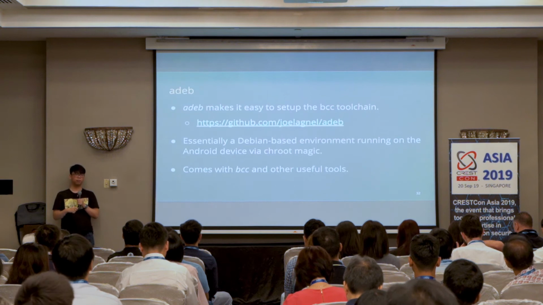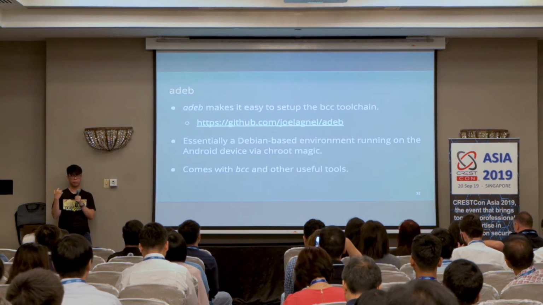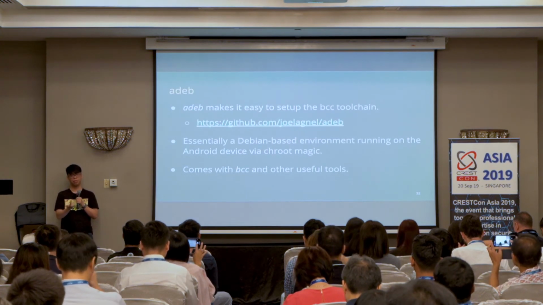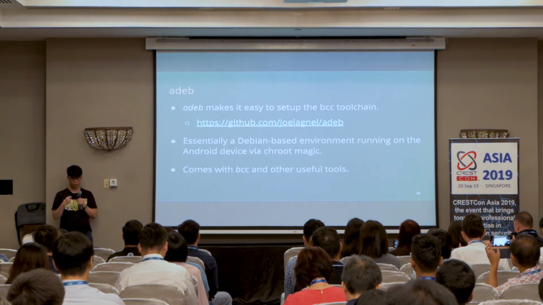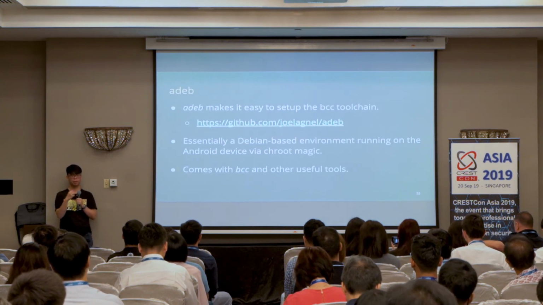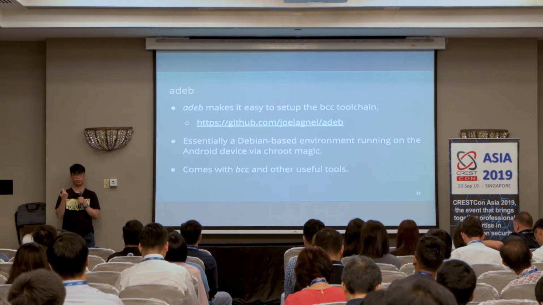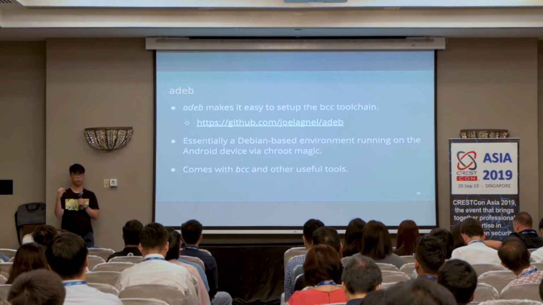So luckily for us, there is a project called ADEB that makes it pretty simple to set up the BCC toolchain. ADEB stands for Android Debian. It's maintained by a guy working at Google, if I'm not wrong. What it does is it sets up a Debian environment running on your Android device through the use of chroot, essentially. And when you install ADEB on your Android device, it comes with BCC by default and a few other useful tools.